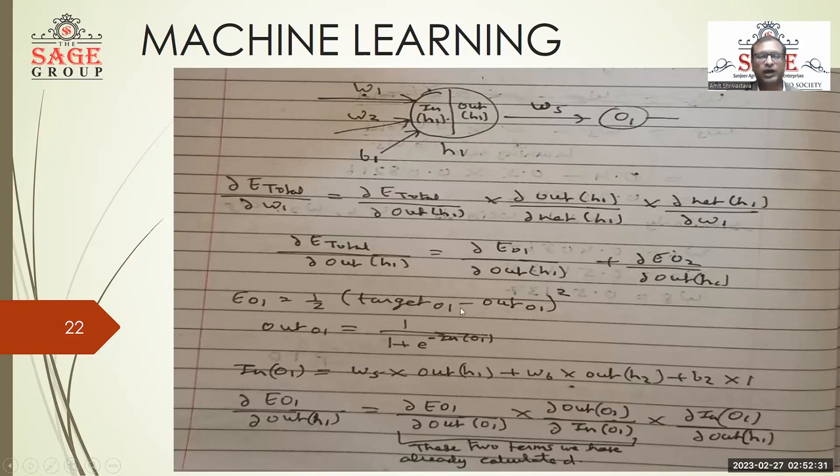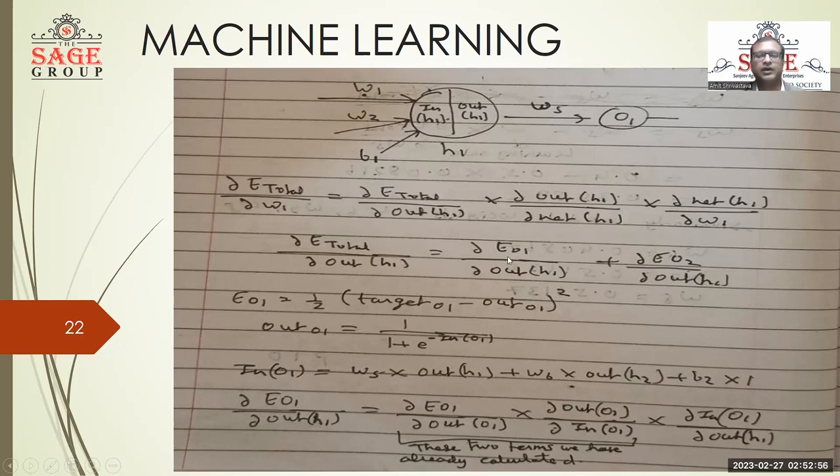E O1 is half into target O1 minus out O1, the whole square. Target means my actual, and this is my predicted O1 output. Out O1, we already know that out O1 is 1 upon 1 plus e to the power minus in O1, right? And in O1 is what? W5 into out H1 plus W6 into out H2 plus B2 into 1. We already have calculated this formula.